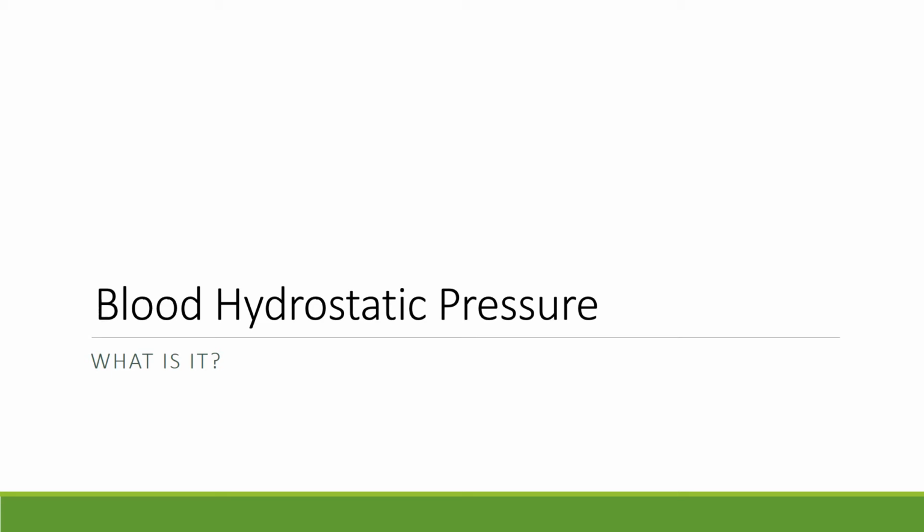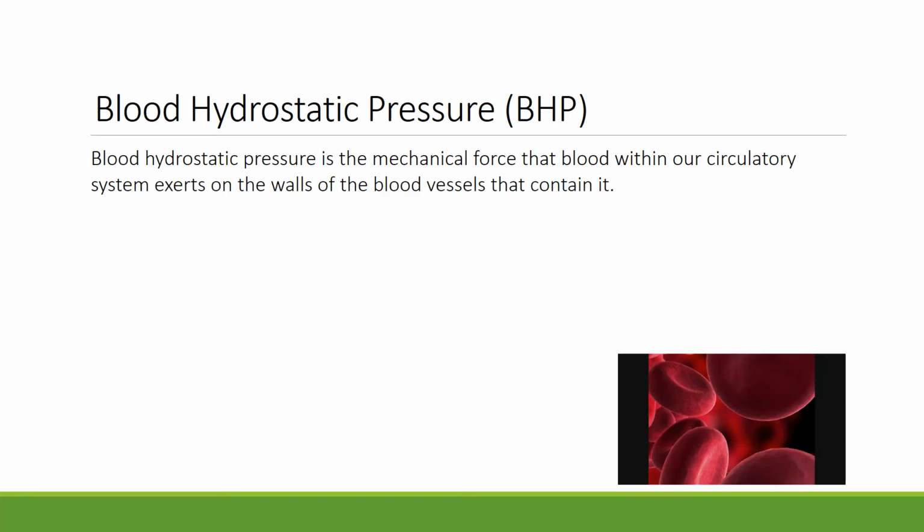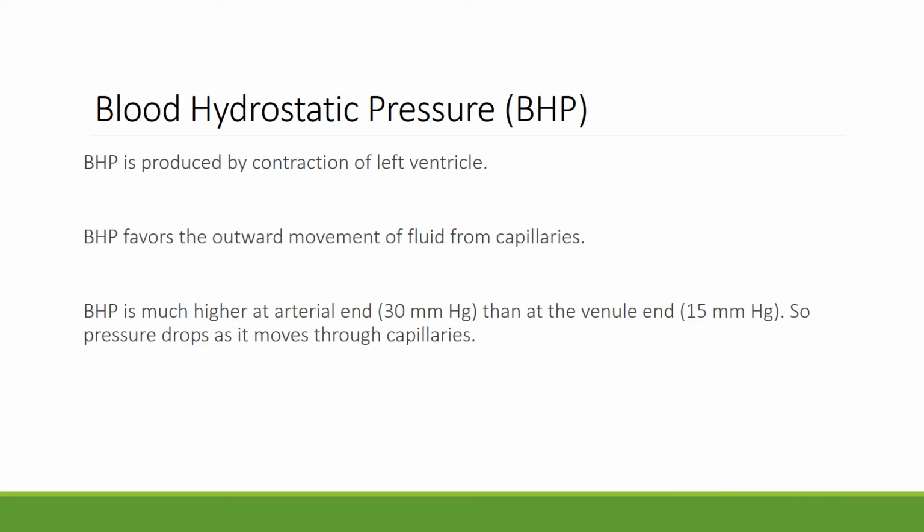Blood hydrostatic pressure. What is it? Blood hydrostatic pressure is the mechanical force that blood within our circulatory system exerts on the walls of the blood vessels that contain it. Blood hydrostatic pressure, or BHP, originates with the contraction of the left ventricle. We know that BHP favors the outward movement of fluid from the capillaries, and it's much higher at the arterial end than it is at the venual end.